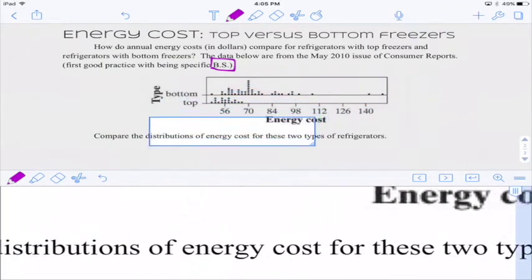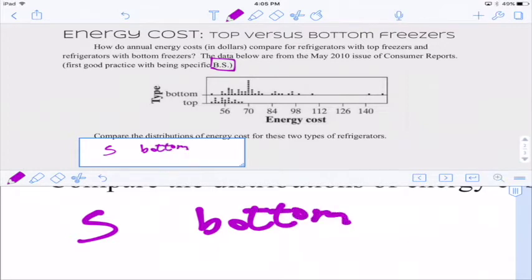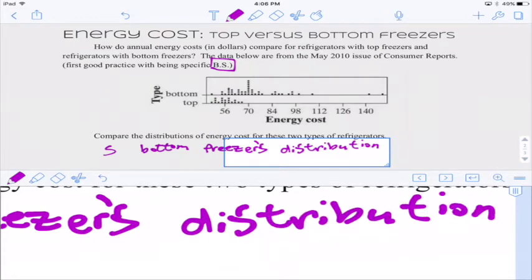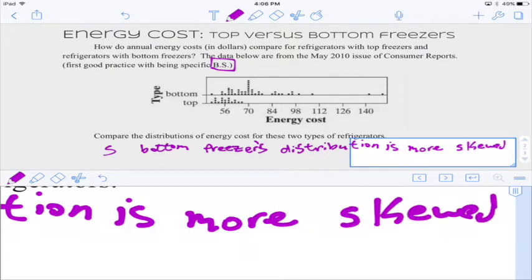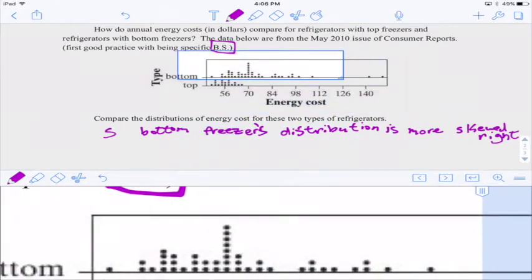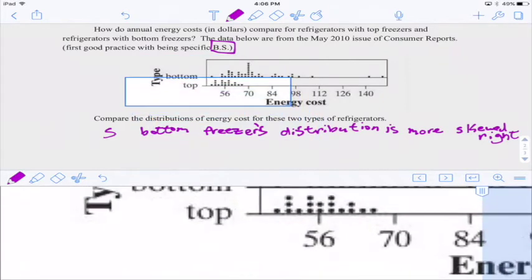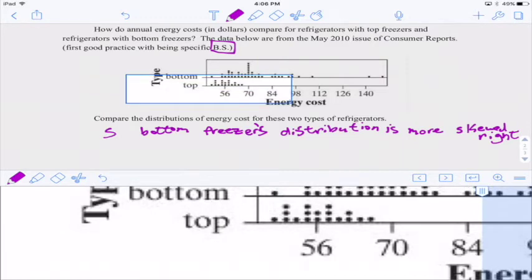Now again, we want to be specific. So if we're comparing these distributions, the shape: the bottom freezer's distribution is more skewed right. Now notice what I said, the bottom freezer's distribution. Again, I'm talking about these distributions. I was very specific saying the bottom freezers. If I just said the bottom, I could have confused those because I put the bottom on the top and the top on the bottom. I did that on purpose to kind of trick you. Make sure that you're being specific.